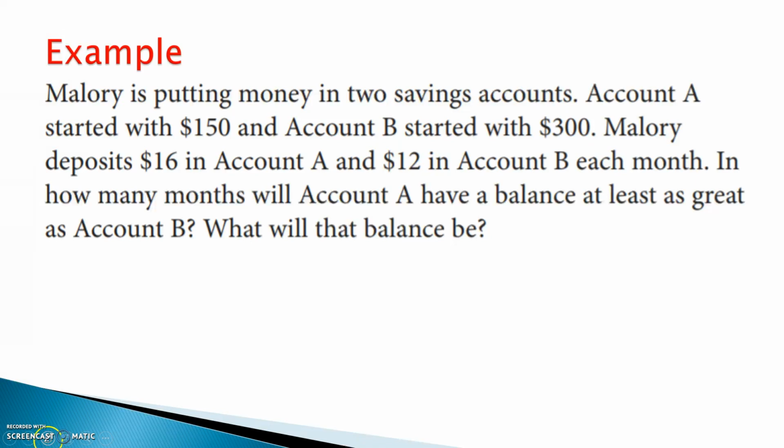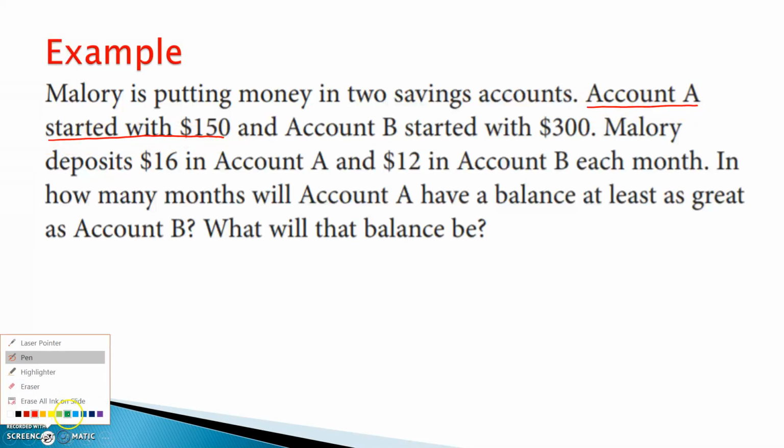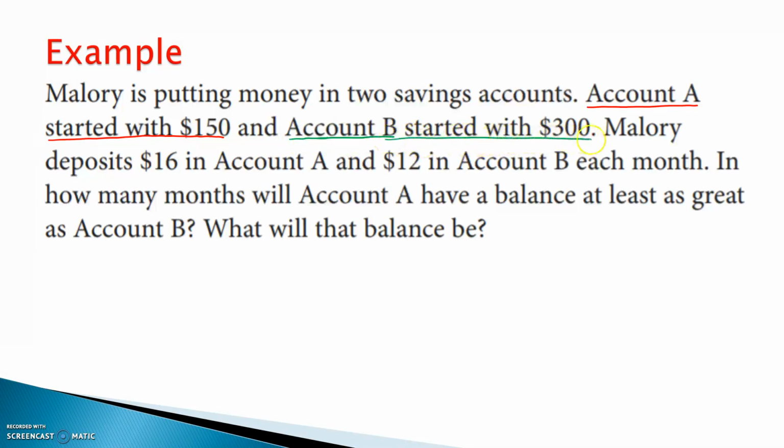So let's go through. What I want to do is I want to underline. So here I have two situations. I want to make sure that I tell them apart. So I have account A that started with $150. All right, so that's not changing. But then after that, they kind of switch it on us here. This says account B. So here I have account B started with $300. So now I have a different situation. I want to make sure I keep it organized, keep them apart.